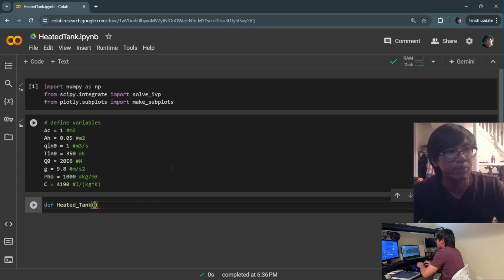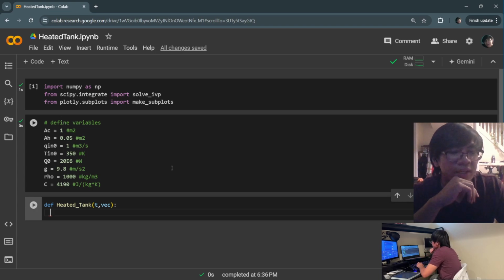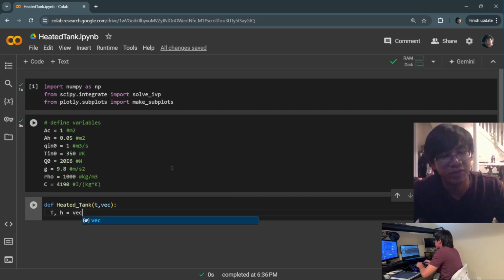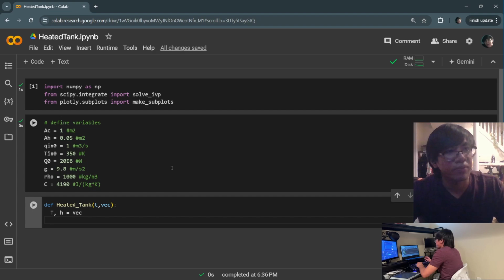So if you remember from solve IVP, we need to have a function. Our function is heated tank, and our function needs to have two parameters. One, the independent variable time, even though if you notice from our derivations, we actually didn't use time, but we'll include that so solve IVP works. And then a vector component of our results that we want to return from solve IVP. Those vectors will be our temperature, so T and H, and what I'm doing is unpacking that vector into two different results, so we have those recorded as we write our equations here.